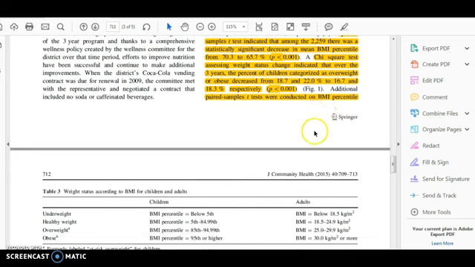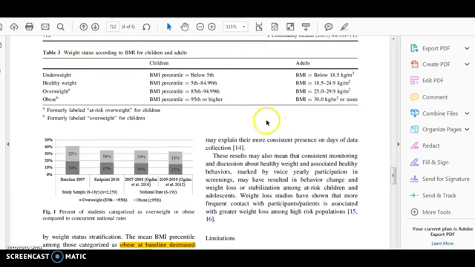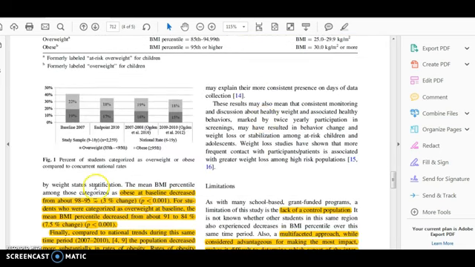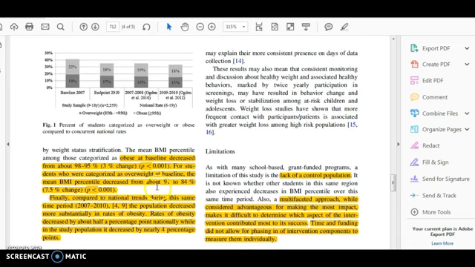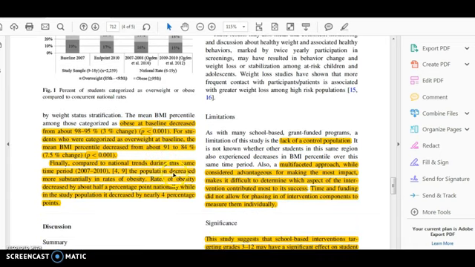Now look, these are both of my primary variables, the BMI and the weight status. They additionally did another paired samples t-test on the BMI, but it's a little bit different. They just had a different equation. They looked at weight status stratification, and they did find a statistically significant change in that as well. I'd explain this a little bit more, but we just don't have the time.